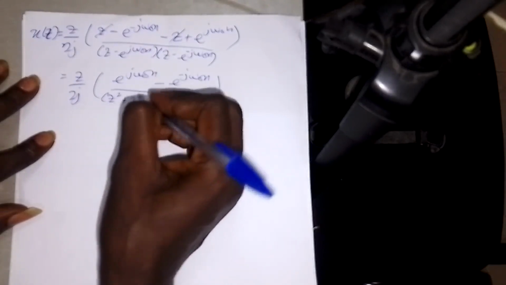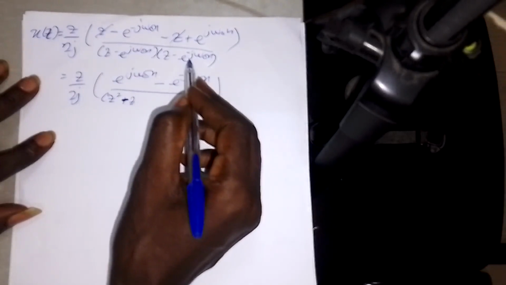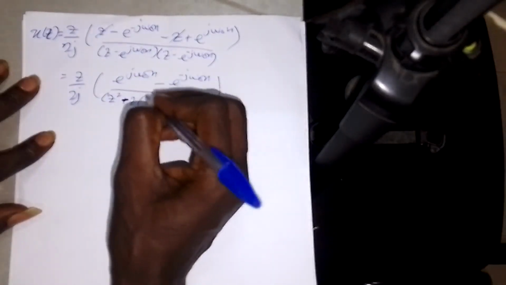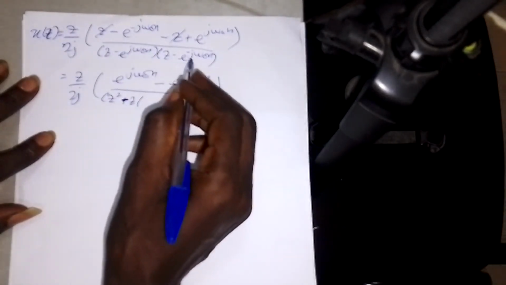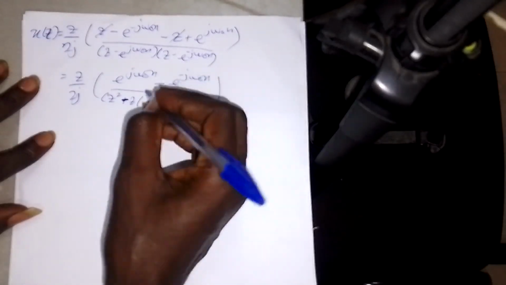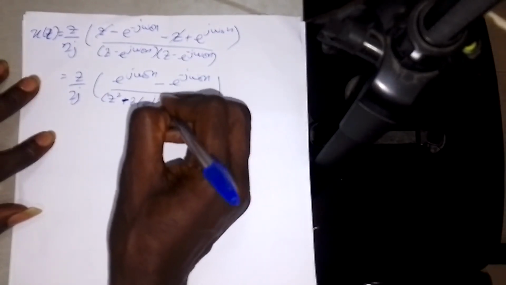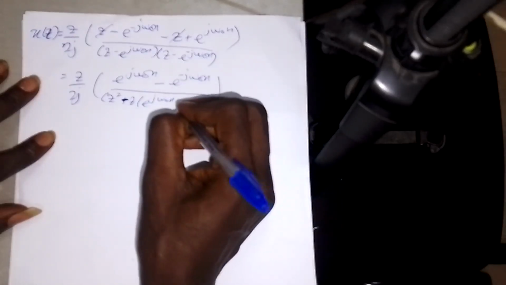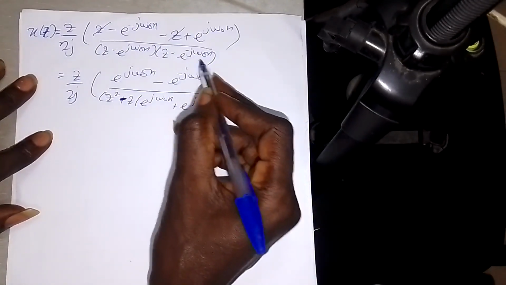So basically, I'll have minus Z out, because this guy into this guy will give me negative. It's better to bring a negative out. And I'll have Z into this guy into this guy first. So that means that I'll basically have e^(jω₀n) plus e^(-jω₀n).